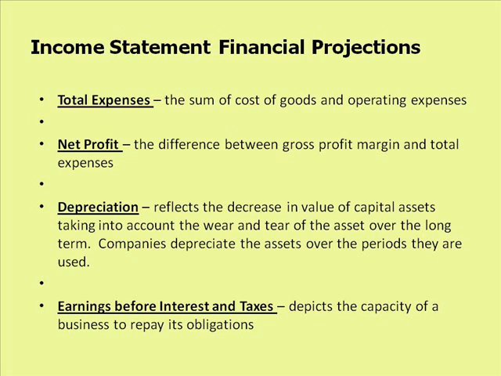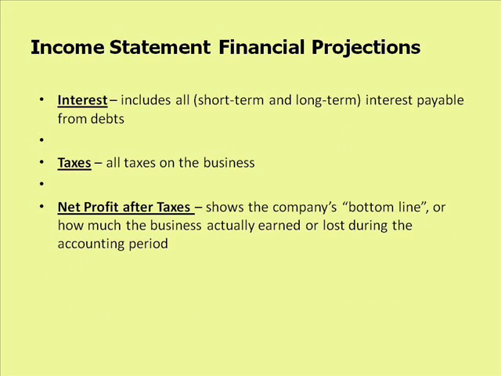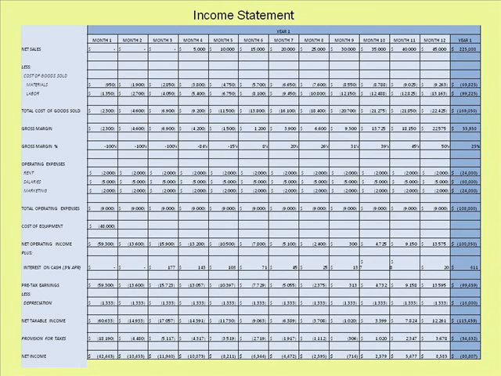Earnings before interest and taxes depict the capacity of the business to repay its obligations. The interest includes all short-term or long-term interest payable from debts. And then taxes: all businesses have taxes, and all taxes on the business are included in that line. Net profit after taxes shows the company's bottom line, or how much the business actually earned or lost during the accounting period. This is an example of an income statement completed and how it might look.